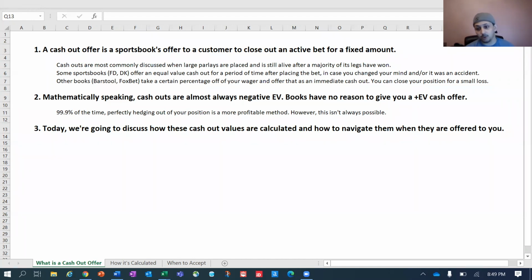Other sportsbooks like Barstool and Foxbet do take a percentage. Barstool, I think, takes 5%. Foxbet seems to vary depending on the odds of your wager. I haven't figured out exactly what their methodology is yet, but they do take a decent chunk. So you don't have that luxury on Barstool and Foxbet. I'm not as familiar with the cash outs on other ones, but I know about those four pretty well. So you can still close out the position for those, but you would do that for a small loss.